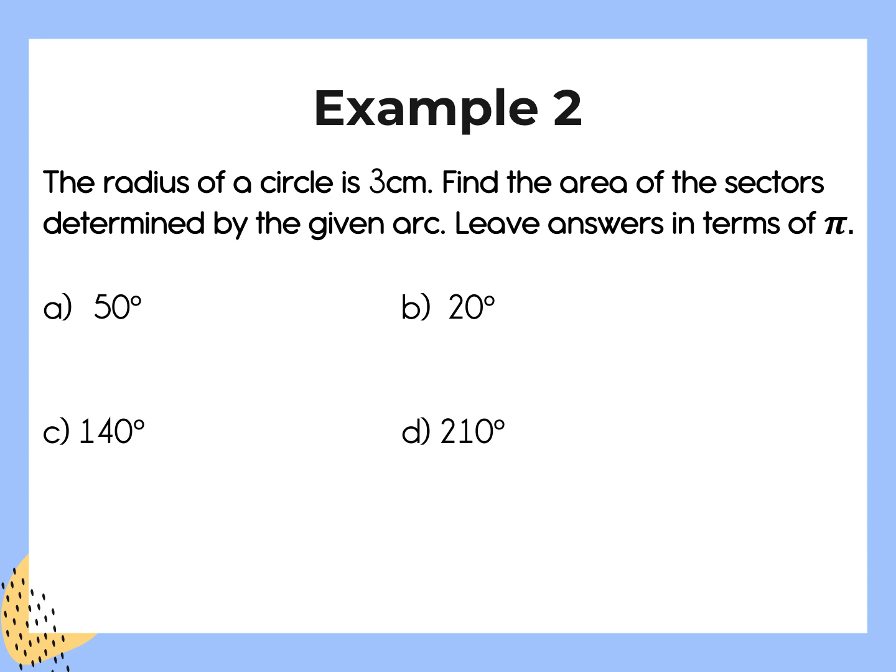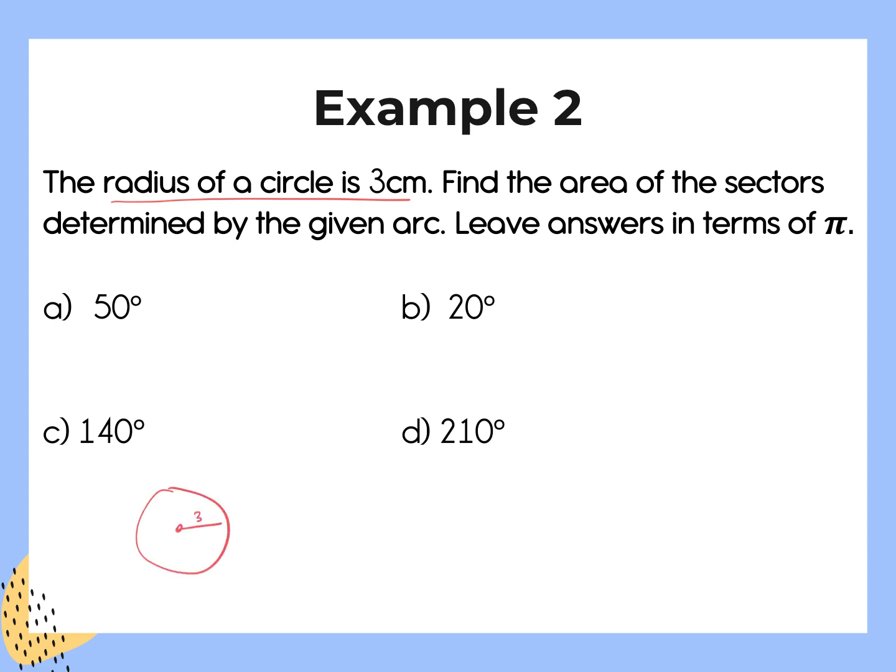Again, here they're telling me that the radius of a circle is 3 centimeters, and they want me to find the areas of the sectors determined by the given arcs. They want my final answer in terms of pi. So first of all, let's picture this: we have a circle with a radius of 3.